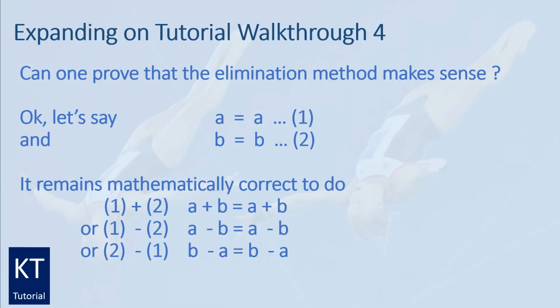Can one prove that the elimination method makes sense? Okay, let's say A is equal to A, and this cannot be wrong, as equation 1, and B being equal to B as equation 2. Notice that it will remain mathematically correct, irrespective of whether you're summing the two equations or subtracting one equation from another.